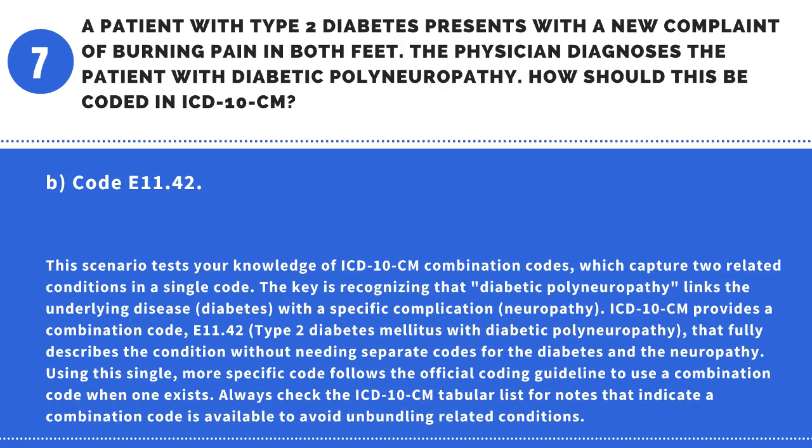Answer: B. E11.42. This scenario tests your knowledge of ICD-10-CM combination codes, which capture 2 related conditions in a single code. The key is recognizing that diabetic polyneuropathy links the underlying disease, diabetes, with a specific complication, neuropathy. ICD-10-CM provides a combination code, E11.42, type 2 diabetes mellitus with diabetic polyneuropathy, that fully describes the condition without needing separate codes for the diabetes and the neuropathy.